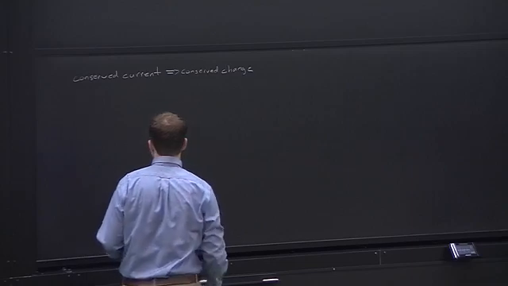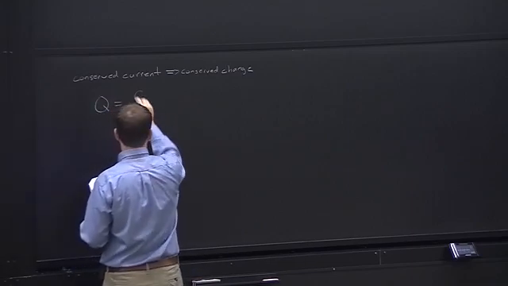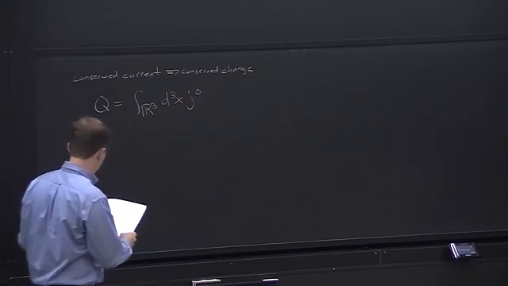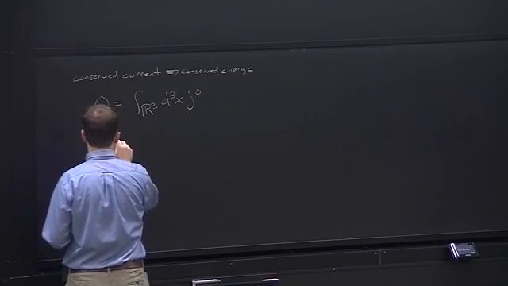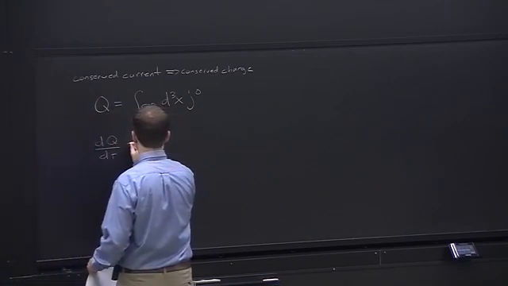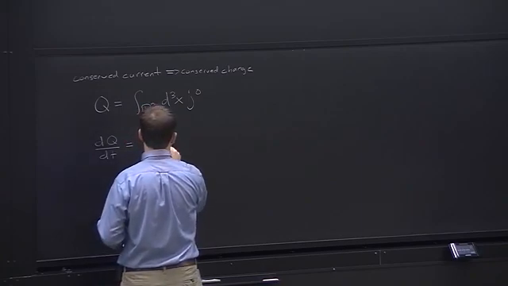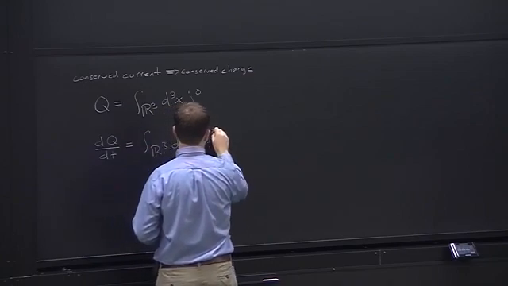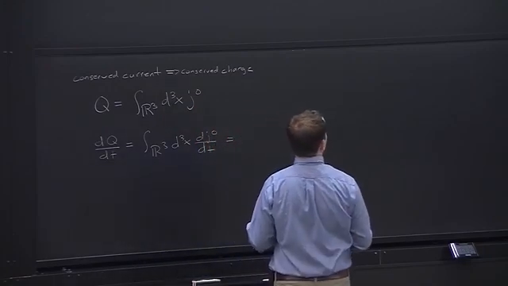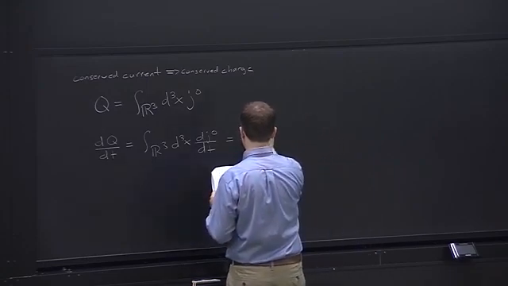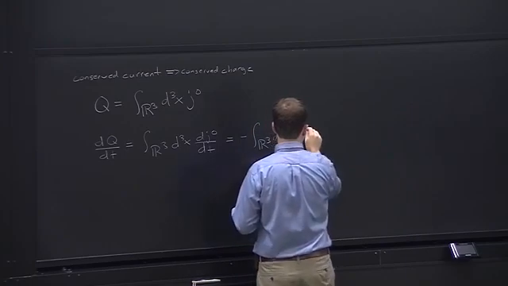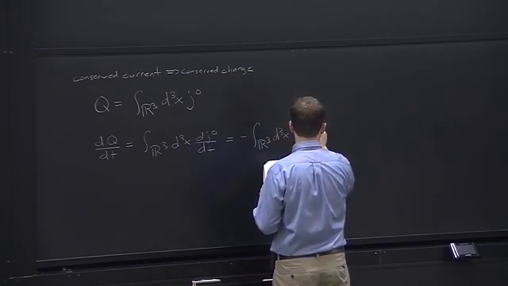And to see that, we can just define a charge, which is the integral over all of space of the zeroth component of the current. And say a charge is conserved if its time derivative is 0. But if we compute its time derivative, we get it's just the integral of dj0/dt, which, using the conservation equation, d_mu j^mu is 0, tells us that this is just minus the integral d3x of the divergence of j.